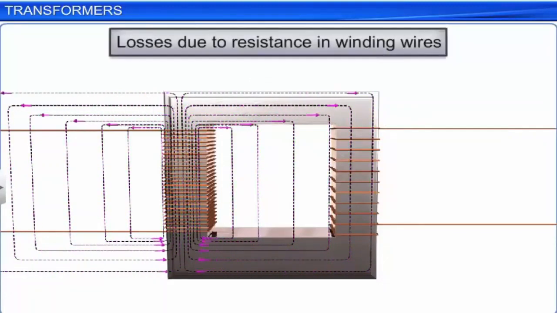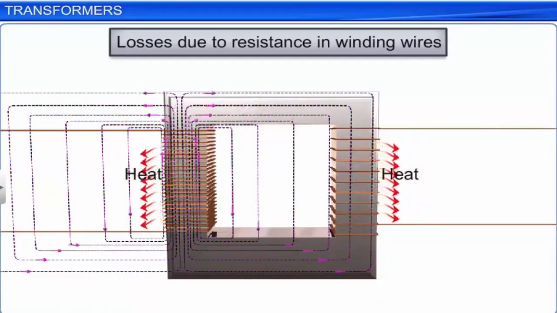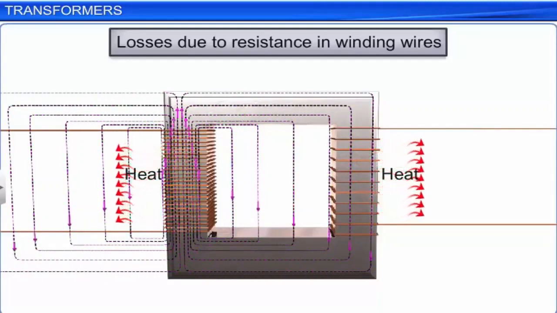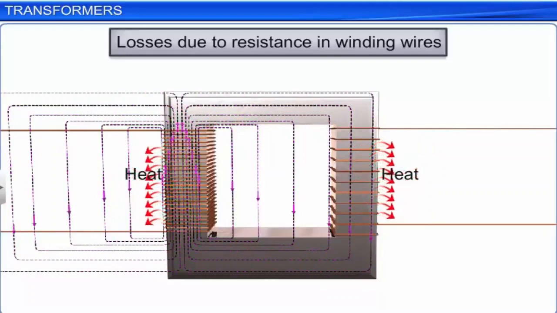Resistance of the windings causes loss, as the wires used for the windings have some internal resistance. Some energy is lost due to heat produced in the wire whenever a current passes through them. In high current, low voltage windings, this loss can be minimized by using thick wires.